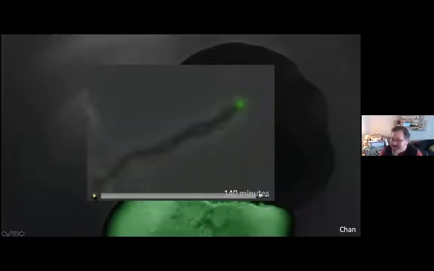And Clara made this little movie. This is a time lapse over 140 minutes, and you can see the cells twisting as they're oxidizing iron over time.